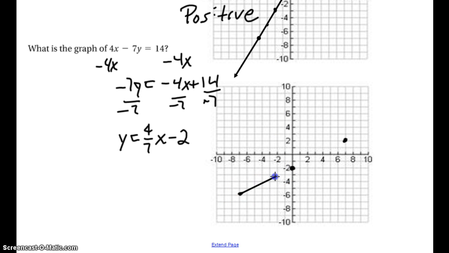And there is our linear function. Again, solved for y, went to the y-intercept, then from there, did what the slope told us to do, go up 4 spaces over 7. Or we could have gone down 4 over 7.